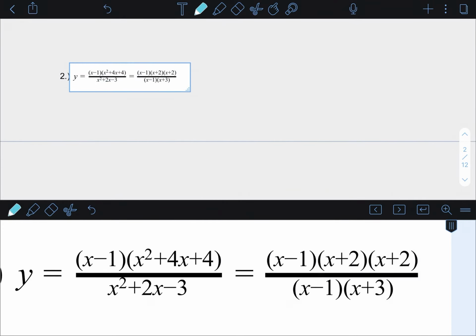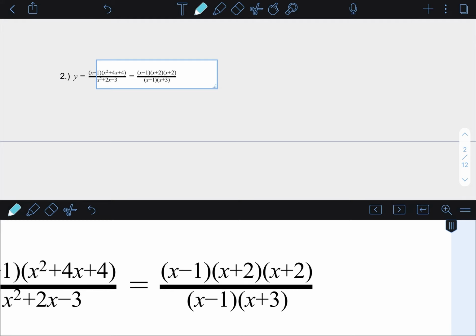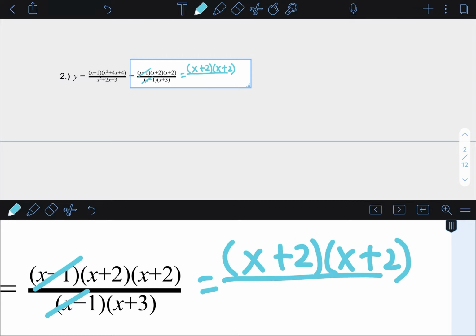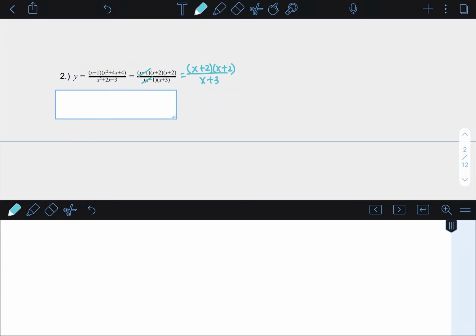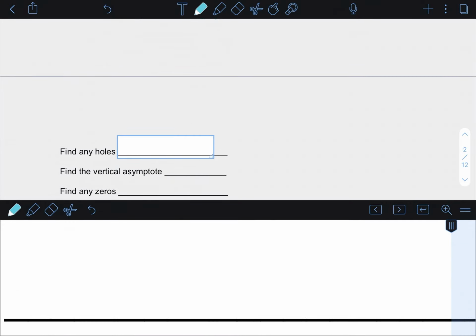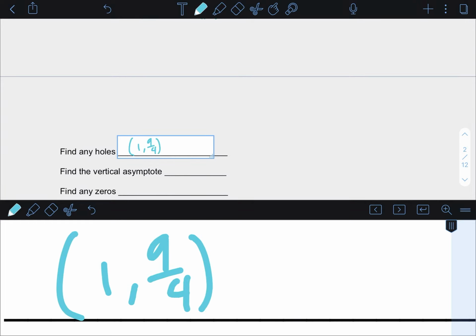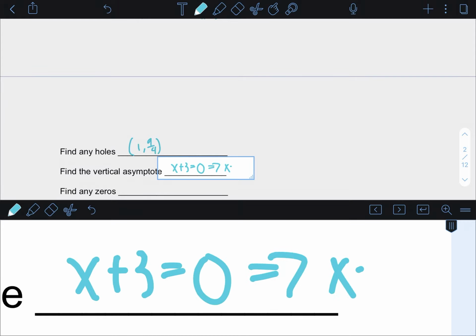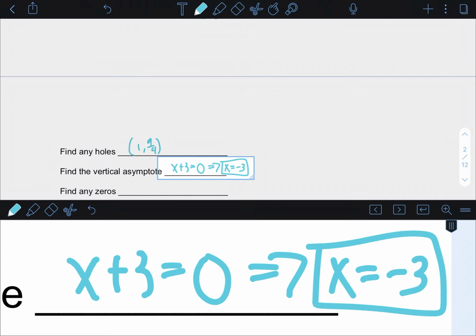And this last problem, again, it's the problem that we did before. Those x minus 1's got canceled, leaving us with x plus 2 times x plus 2 all over x plus 3. So we had our hole that we had found was 1, 9/4, and now we're going to go ahead and find our vertical asymptote, which would mean we take that denominator, set it equal to 0, that gives us x is equal to negative 3.